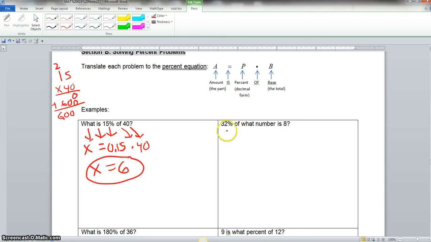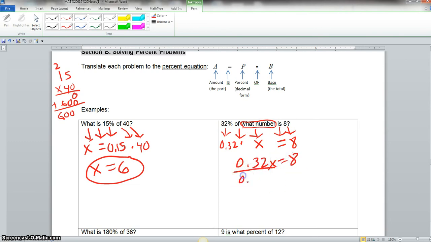Now we go to the next problem. 32% of what number is 8? Now we know we will rewrite 32% as 0.32. Of means multiplication. Now we have what number here? So what number is your X? Is means equal, and we know 8 is just 8. So now we will have 0.32x is equal to 8.